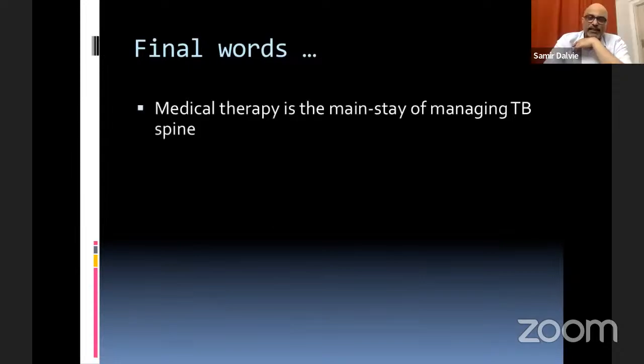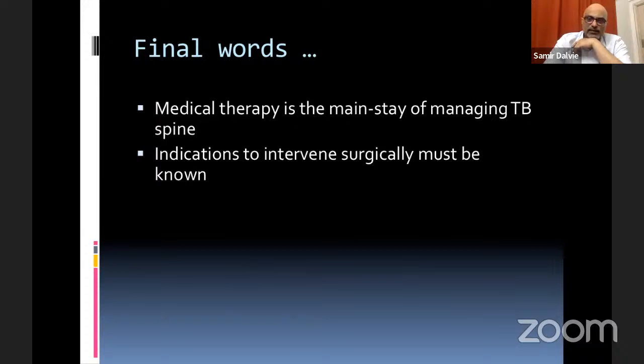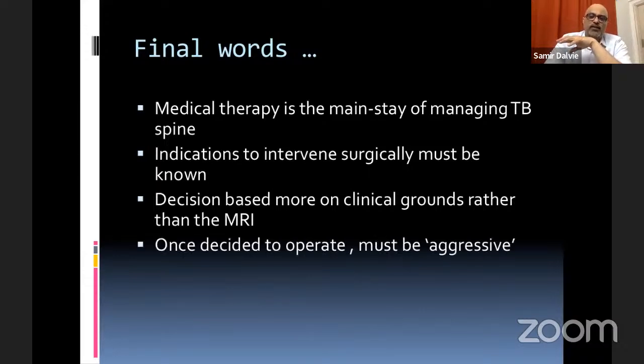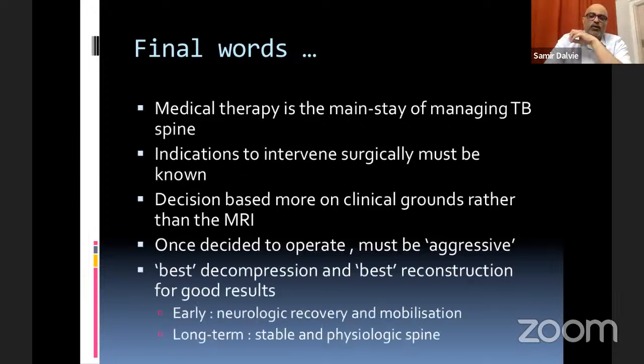Medical therapy is the mainstay of managing TB. You need to know the indications to intervene, and the decision is based more on clinical grounds than on the MRI. This is very important, because the MRI overestimates, but the clinical grounds are what give you your indication for surgery. And once you have decided to operate, you must be aggressive and do the best reconstruction and the best sort of decompression.